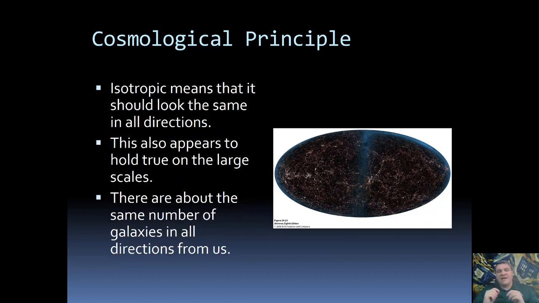The other piece is isotropic. Isotropic means that there is no preferred direction, that all directions are the same. And again, this only has to hold true on the large scale, and it does, or at least it appears to, that no matter what direction we look, we see the same sorts of scale for voids and clusters and that sort of thing. So all directions also appear to be equivalent.